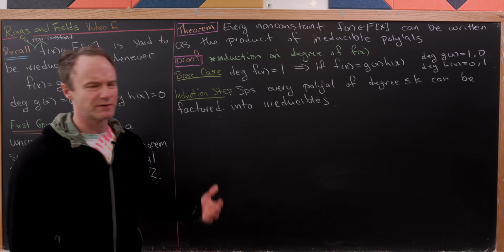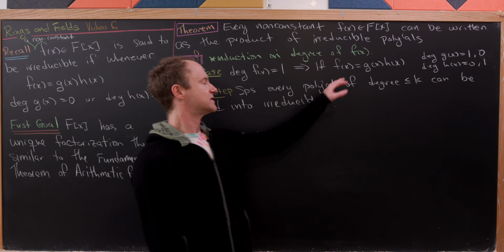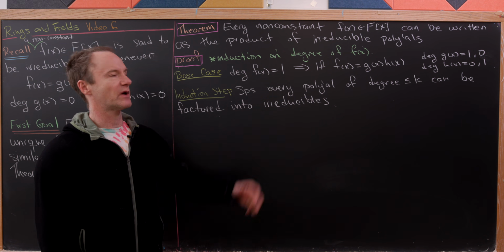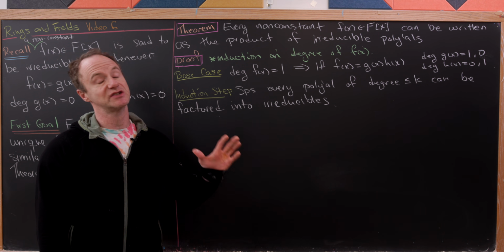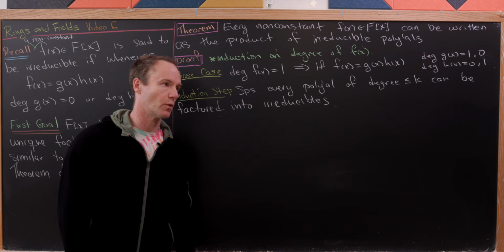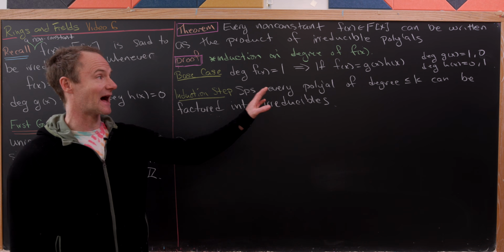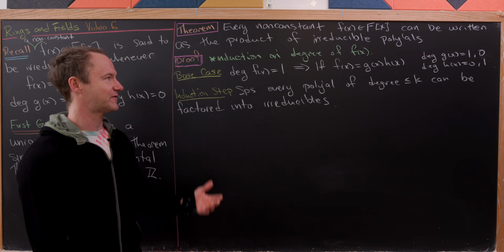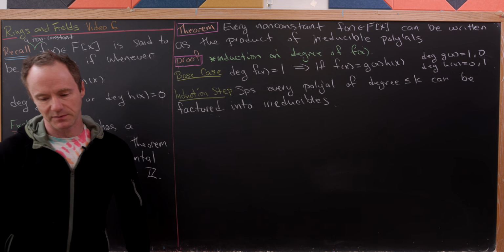And that's because we've got that sum of a degree of a product thing going on here. So the degree of f is the degree of g plus the degree of h. The only way you can achieve 1 with non-negative integers is with 1 plus 0 or 0 plus 1. But check it out. That means that either g or h is a constant, which means f is already an irreducible. So that really takes care of the base case pretty quickly.